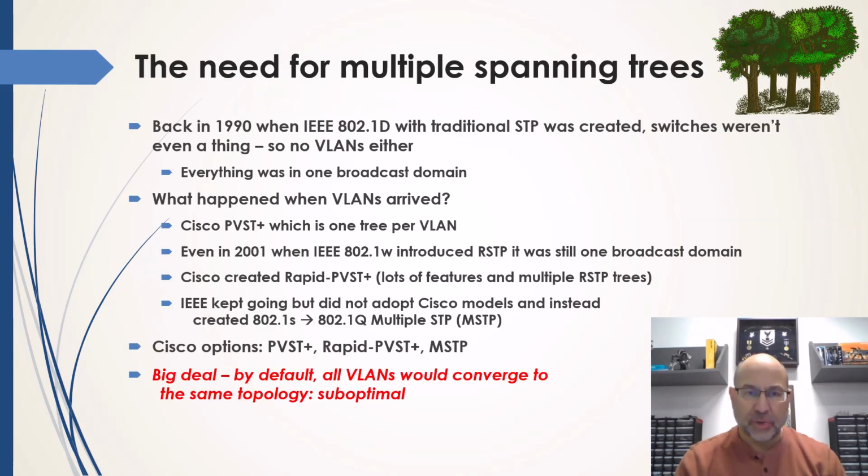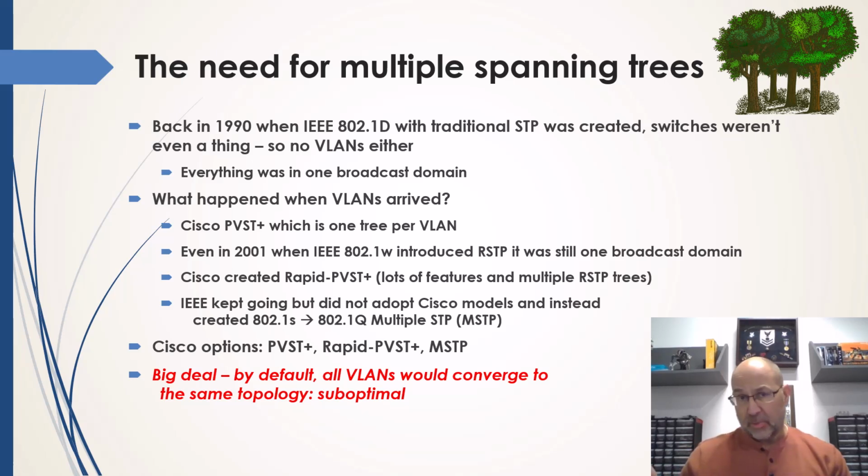So here's a little bit of history that sort of underscores the need for multiple spanning trees. Back in the day when Radia Perlman was figuring out spanning tree, the standard that came out for bridging was 802.1d. And at that point, there weren't any switches. That's why the language is all about bridges. So if there were no switches, there were no VLANs either. And everything was in one big broadcast domain, which means that everybody saw everybody else's broadcast frames, multicast frames, or the flooded unknown destination MAC addresses.